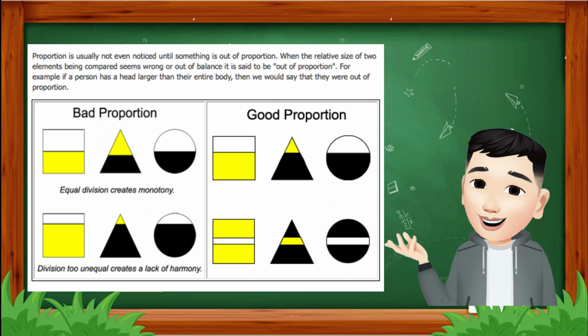So look at our example on the left side. That is an example of bad proportion, and on the right side is an example of good proportion. In our first example of bad proportion, as you can see, the design is equally divided. It means that equal division creates monotony. On the right side is an example of good proportion. As you can see, there is no equal division of the design, so therefore, there is no monotony in our proportion.